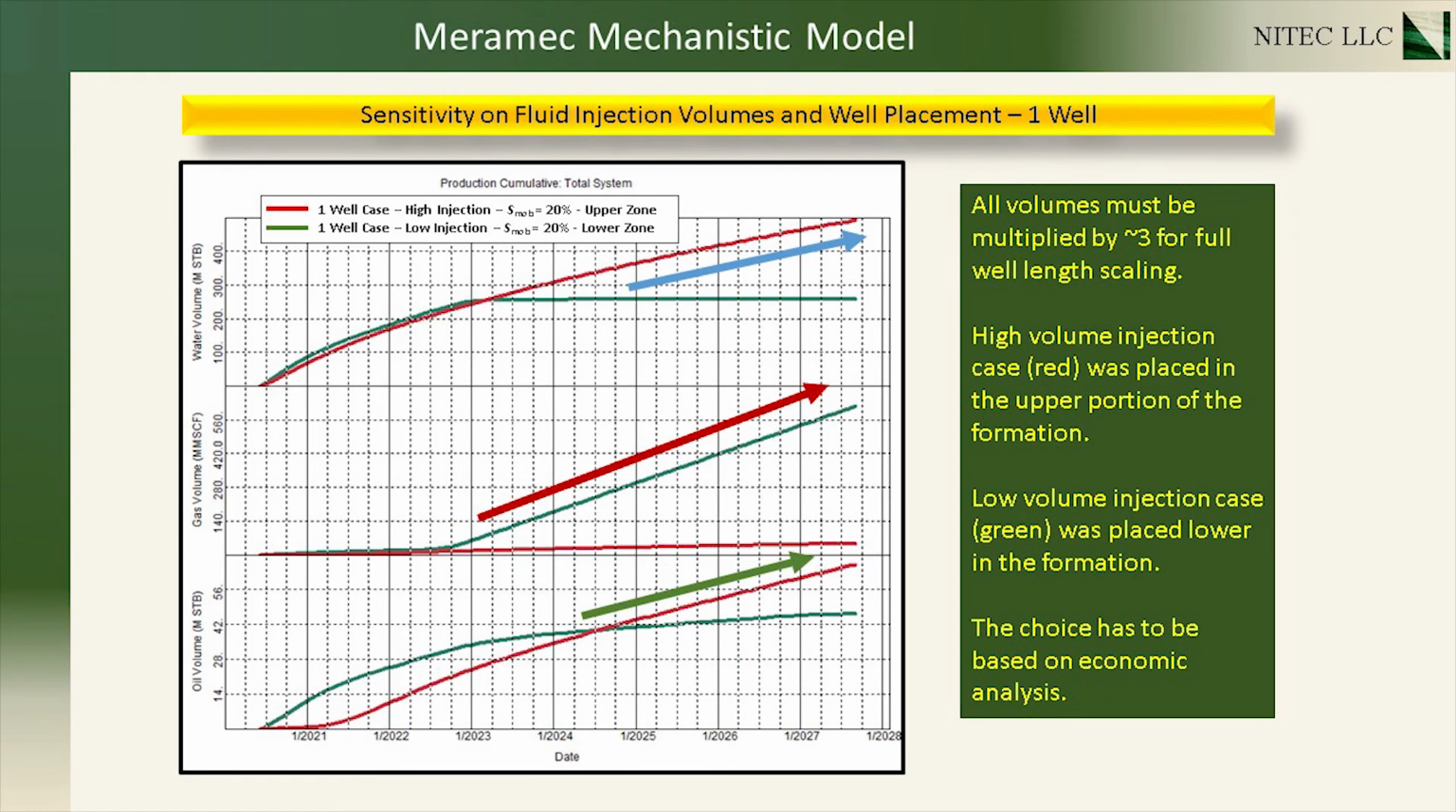Now we examine the single well behavior of a Meramec proxy system for a 20% mobile water saturation. The higher water injection case placed in the upper part of the formation is contrasted with the lower injection volume case placed deeper in the formation. Note that the higher injection volume case produces more water but also more oil in a 5-year time frame. The choice between the 2 cases is less clear due to acceleration and will depend on economic factors.